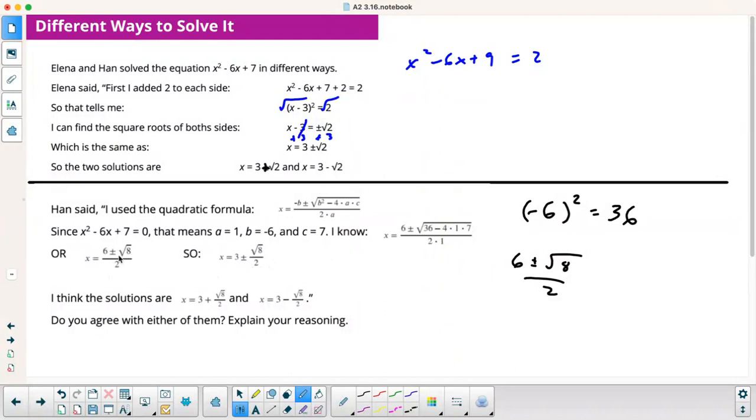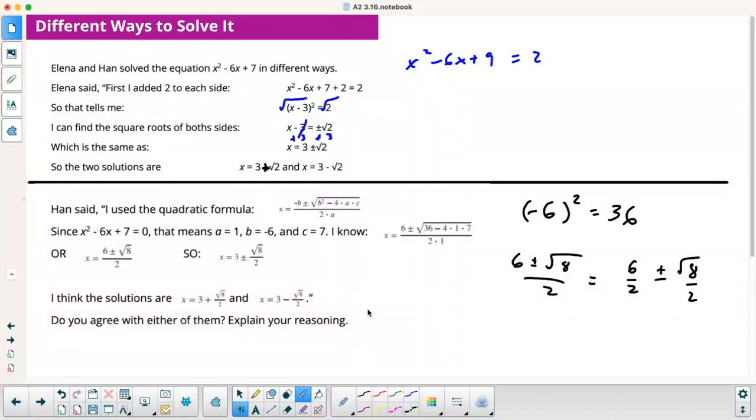So then here's where he got that, and then what he did was he split this up. So basically it's like saying 6 over 2 plus and minus the square root of 8 over 2, and then 6 over 2 is 3. So those are Hans' answers, okay? That's what he thinks the answers are: 3 plus square root of 8 over 2, and then 3 minus square root of 8 over 2. Do you agree with either of them?